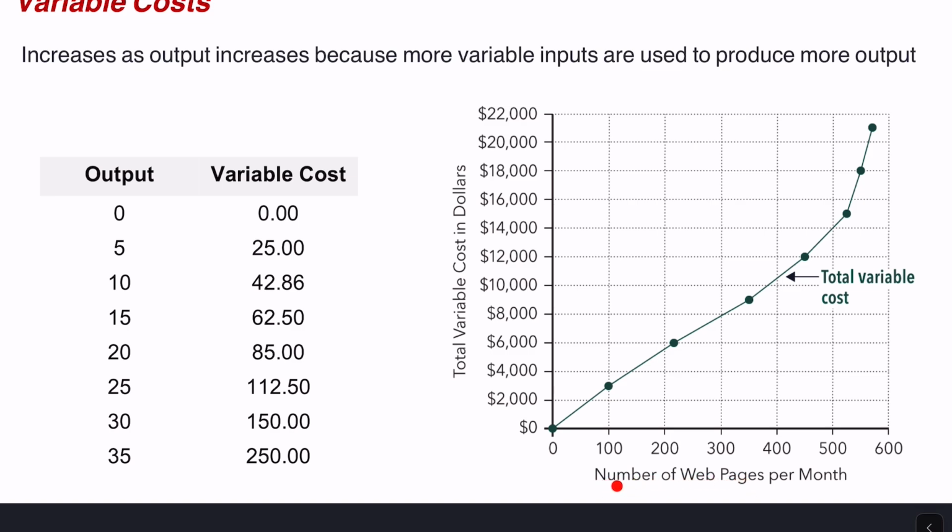Right? And so we're going to have a number of web pages increasing per month along this x-axis. And so as we have to hire more workers and pay them, as we increase the number of web pages we produce every month, our variable costs are going to go up, up, up as we have to pay those workers. And so here, I'm just making up these numbers to do this, right? And so if we graph out this table, you would get this increasing variable cost as we hire more workers.